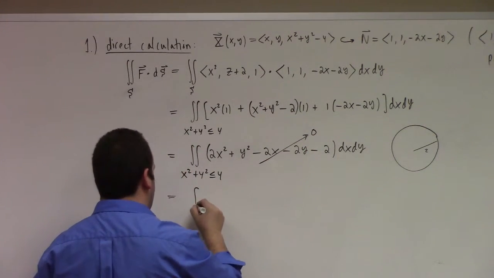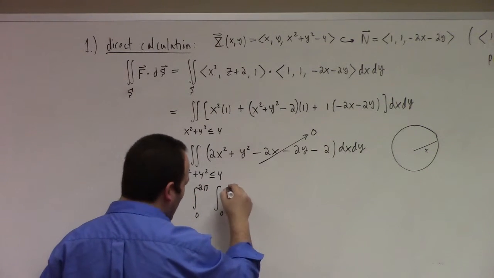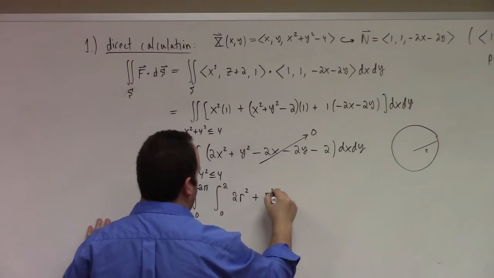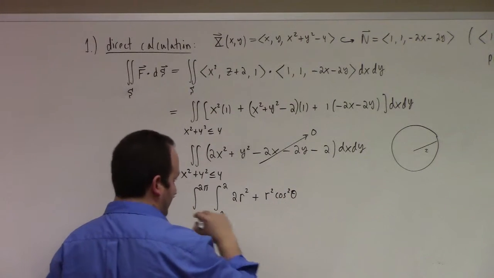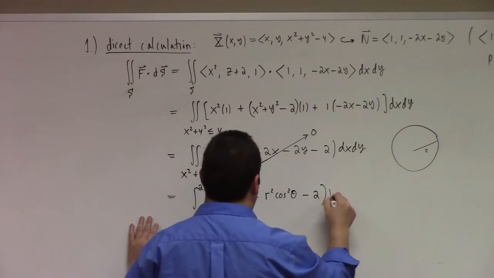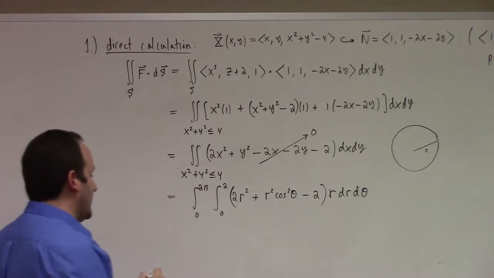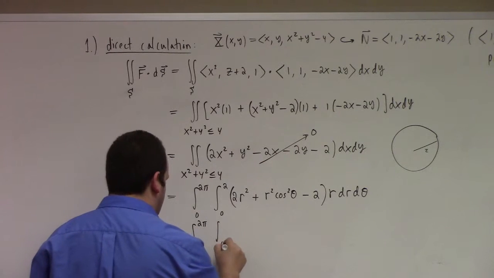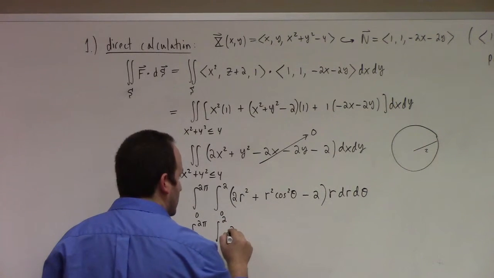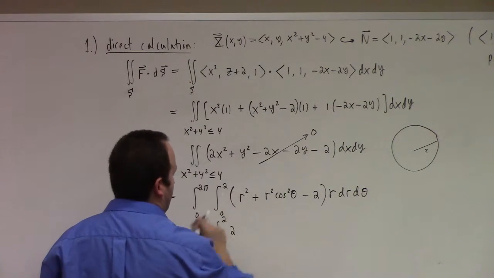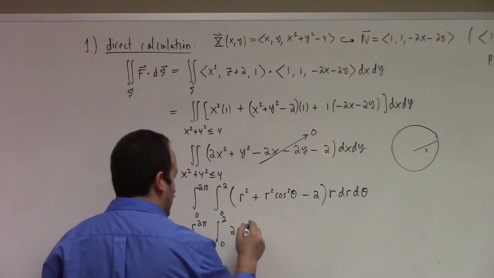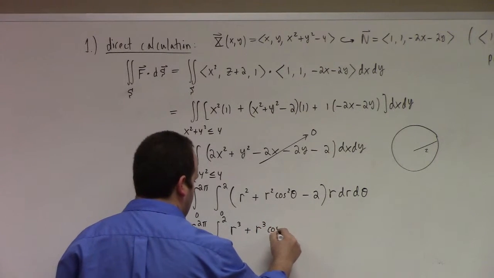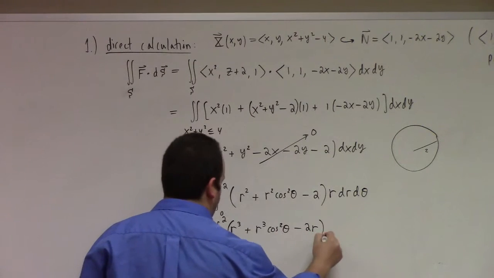And what we really have is the integral from 0 to 2 pi, integral from 0 to 2 of 2r squared plus r squared cosine squared theta minus 2 times r dr d theta, by substitution to polar coordinates. Oh, that was supposed to be r squared plus r squared cosine squared theta, sorry. So that's r cubed plus r cubed cosine squared theta minus 2r dr d theta.